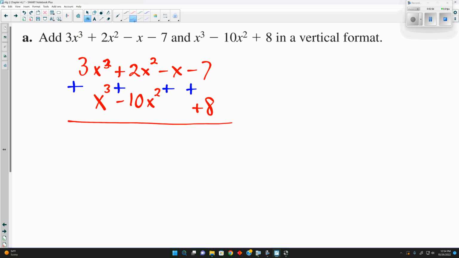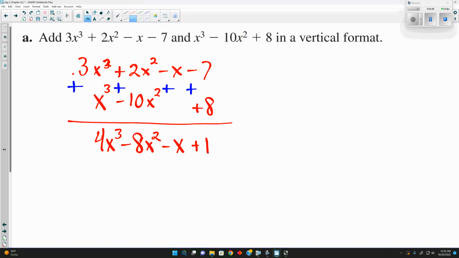Now we just combine like terms, we add. So 3x cubed plus x cubed is 4x cubed. We'll move to the next one, 2x squared plus negative 10x squared. Now the next one is our negative x, plus, well, we don't have anything to add to it, so we just bring it down, it's just negative x. Negative 7 plus 8 is plus 1. Now, especially with subtraction, if the negative x was second, minus negative x would change to plus. So we do need to be careful with some signs just in case.